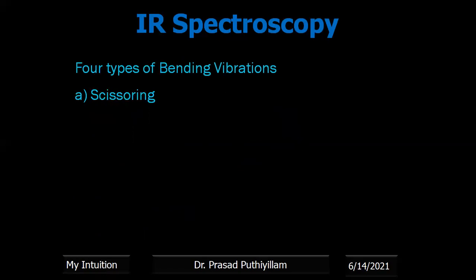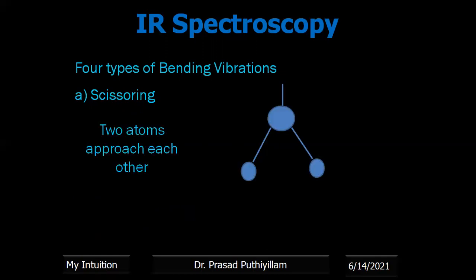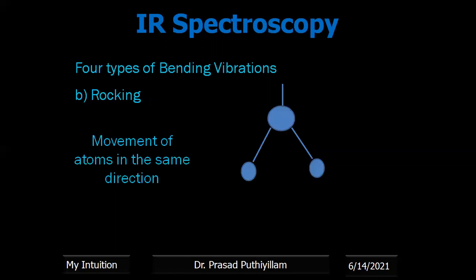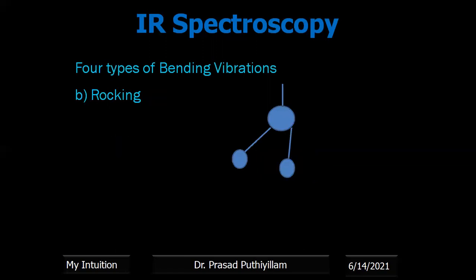Now there are four types of bending vibrations. The first one is scissoring, in which two atoms approach each other, just like a scissor. The second one is rocking, the movement of atoms in the same direction. Both atoms move in the same direction. We call it a rocking type of vibration.